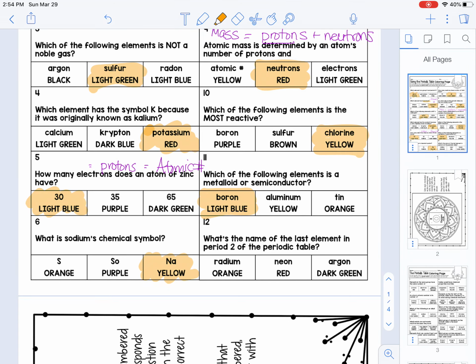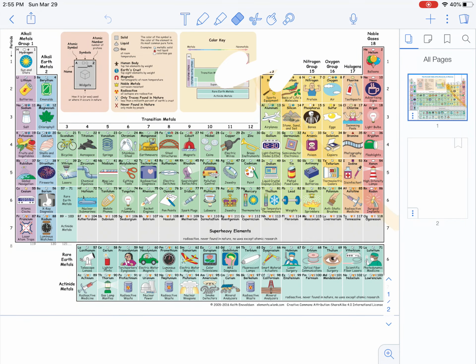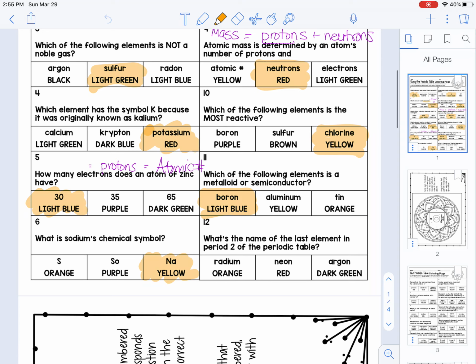Okay. What is the name of the last element in period 2 of the periodic table? So let's look at our periodic table. The last element in period 2. Periods go across, so period 2 is here. It's lithium and beryllium, and then all the way over here. The last one that we see is neon. So our answer for the last question is going to be neon, and you're going to color it in red.